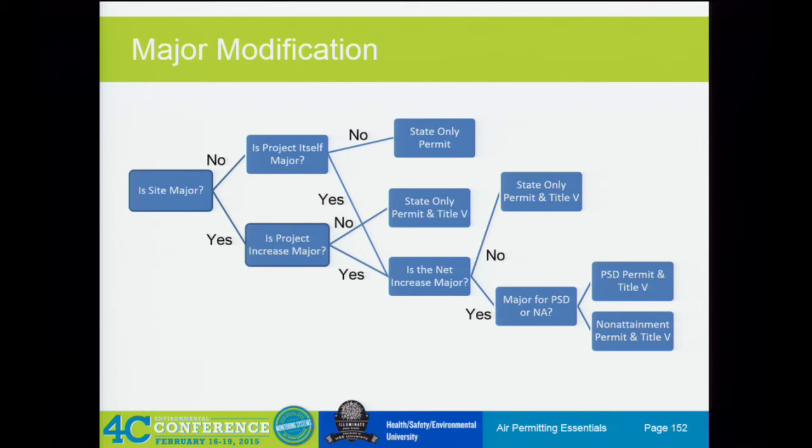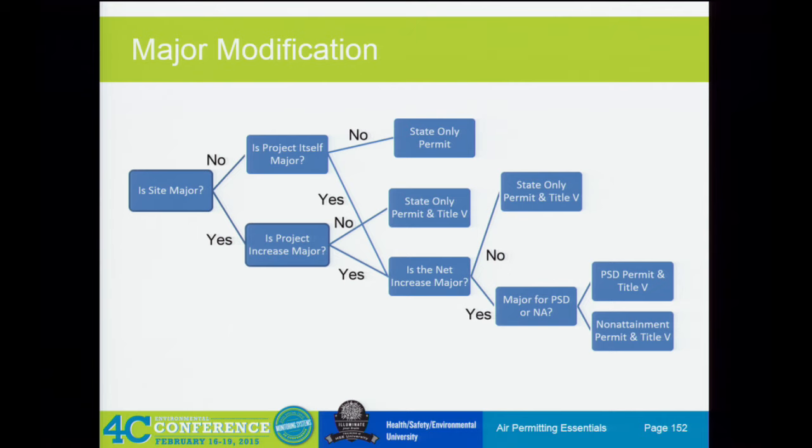Not quite. Well, now, almost. You're major, so now you're comparing against the 40 level. So now you're looking at the 40 tons. Oh, okay. So you can do a 99, a 99, and then a 39 and not trigger PSD.